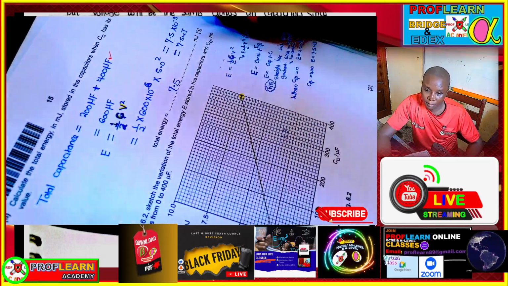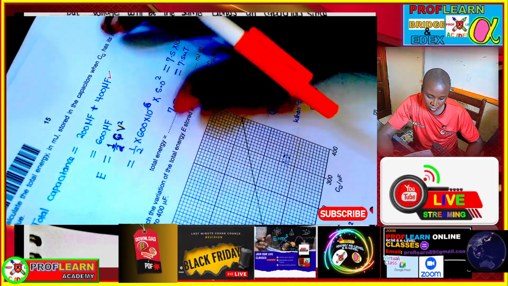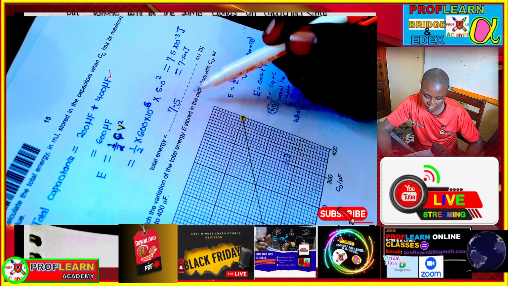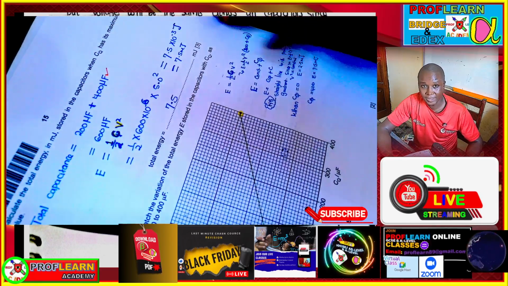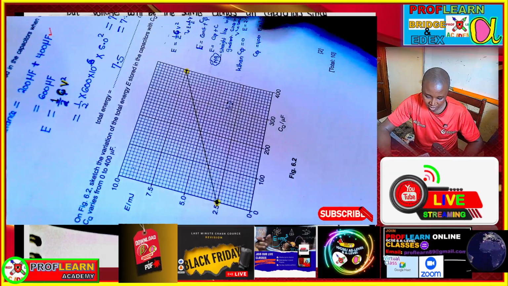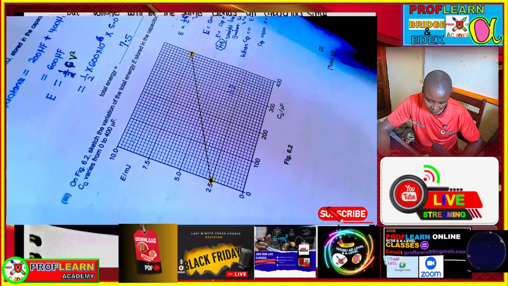And then we can apply the formula for the total energy that is stored. So that is going to be 7.5 times 10 raised to the power negative 3, which is going to translate to 7.5 millijoules. So those are the aspects that you have to put into consideration.